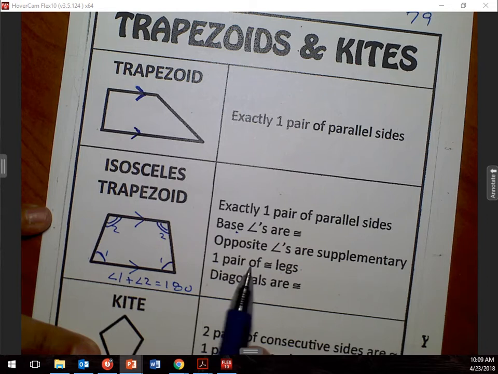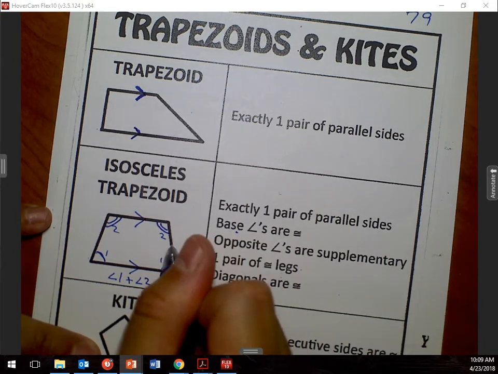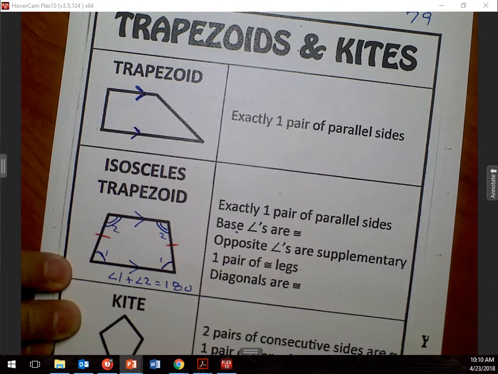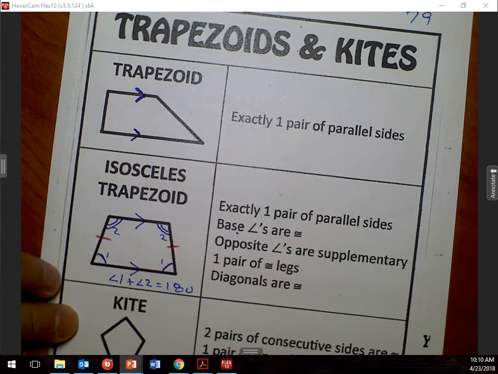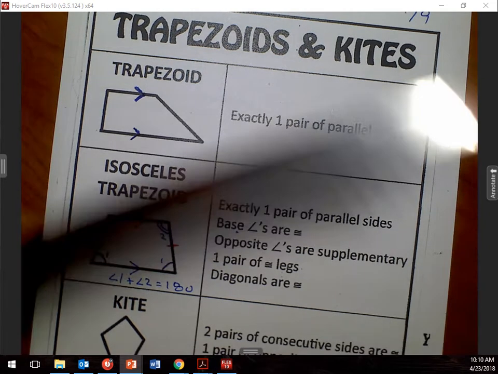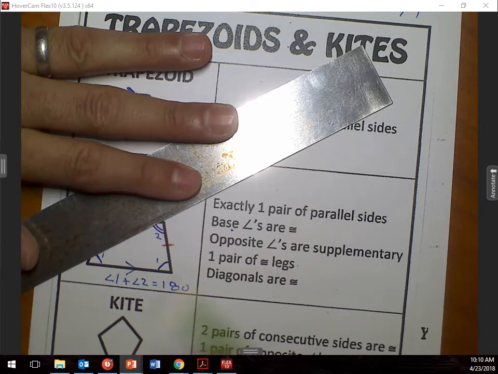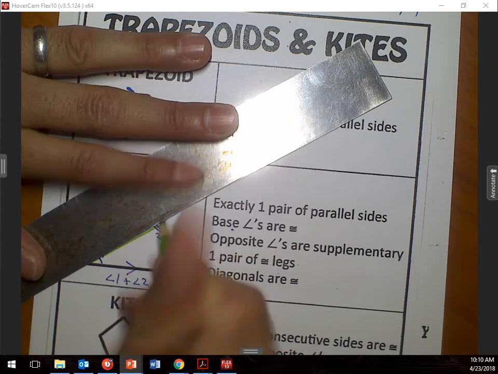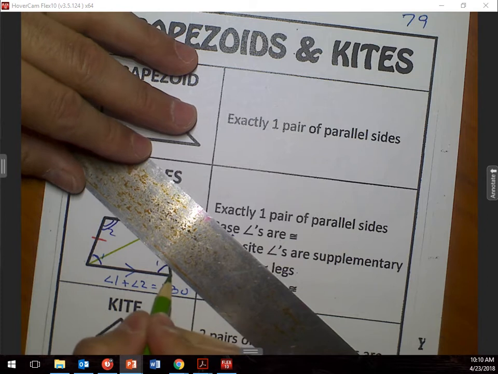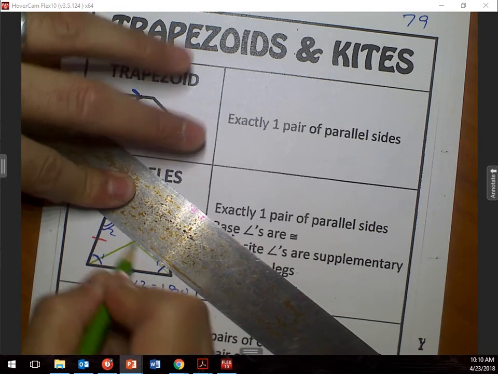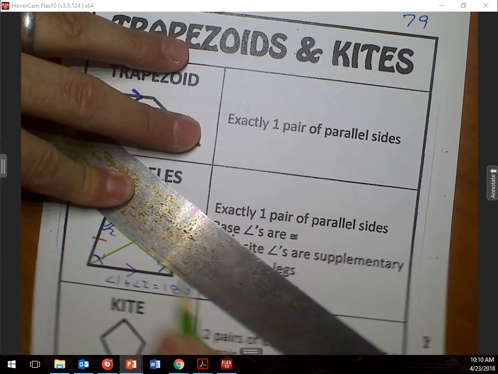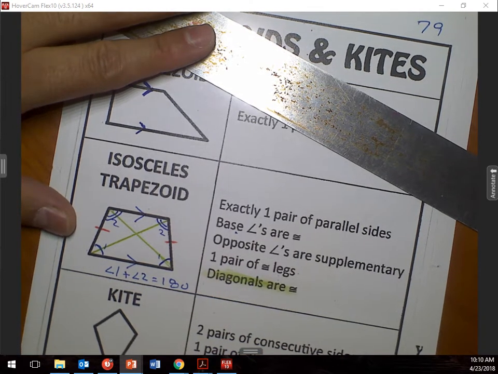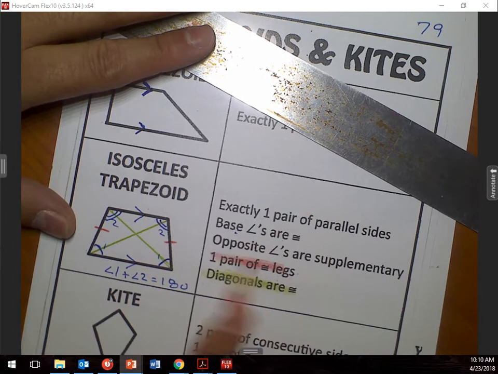One pair of legs are congruent. So that means that this one, got colored pencil here today, is congruent to this one right here. And then it has my diagonals are congruent. So I need to draw a diagonal in here. So diagonals are congruent. And then pair of congruent legs like this.